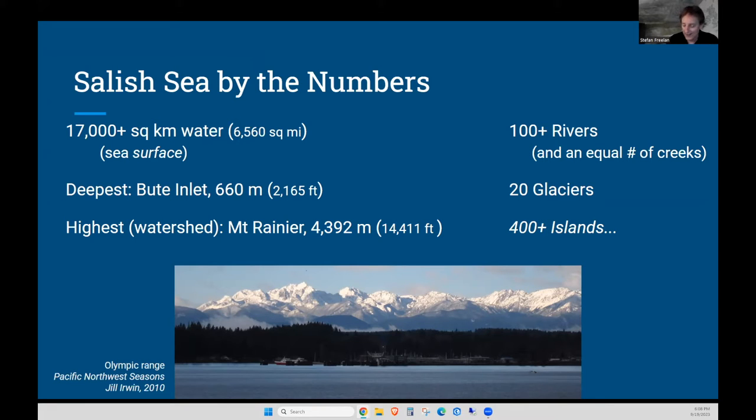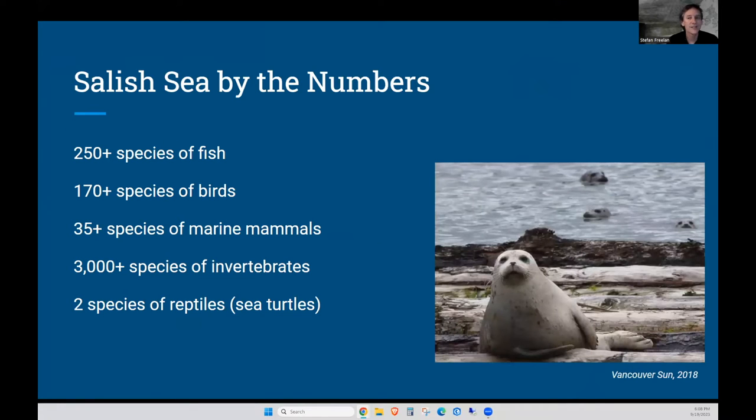And a whole bunch of islands, again, depending on your definition of an island, and a lot of critters. That intermixing of rivers and marine water and islands and coast make for good places for fish and plankton and birds. And we've got a lot of invertebrates, 3,000 species of invertebrates, and even a couple of reptiles, sea turtles out there, the green sea turtle and the leatherback. That's all great news. We all love those.